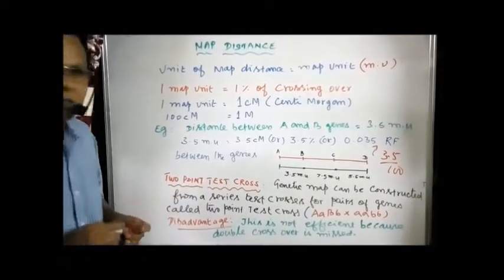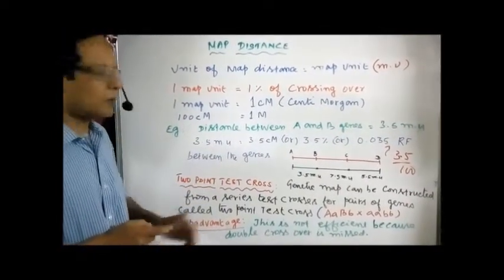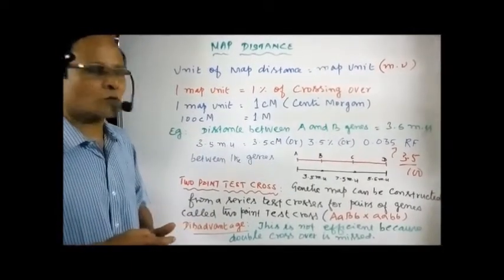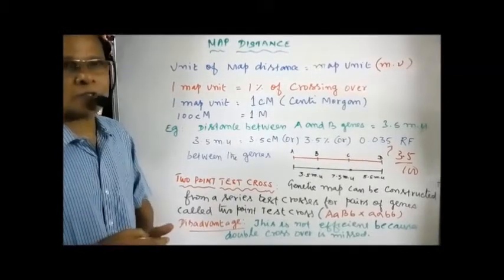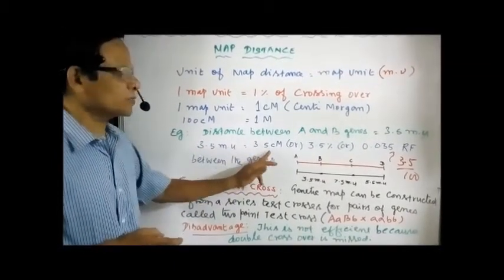So we can use different measures, maybe in the form of map unit, or centimorgan, or percentage of crossing over, or recombination frequency. Anyway, one map unit is equal to 1 centimorgan.